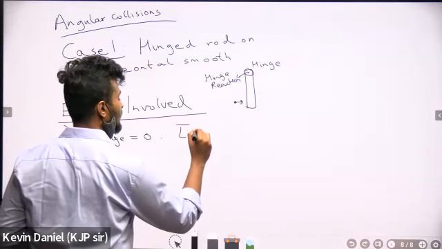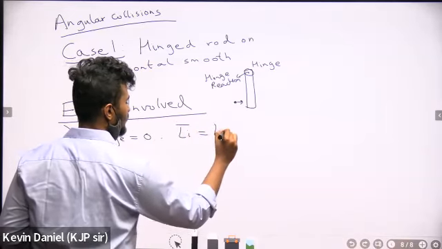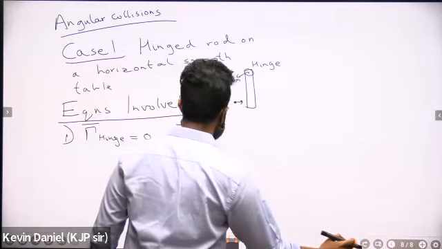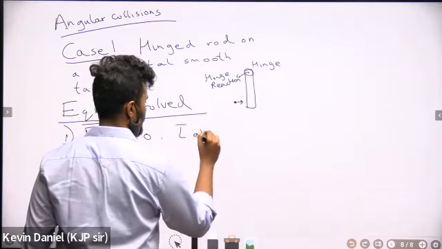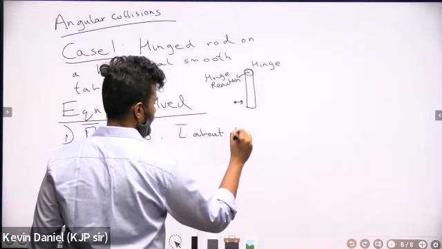अपना merry-go-round सवाल की तरह ही है. तो L initial is equal to L final. Angular momentum about hinge is conserved. समझा? ये एक इक्वेशन हो गया.